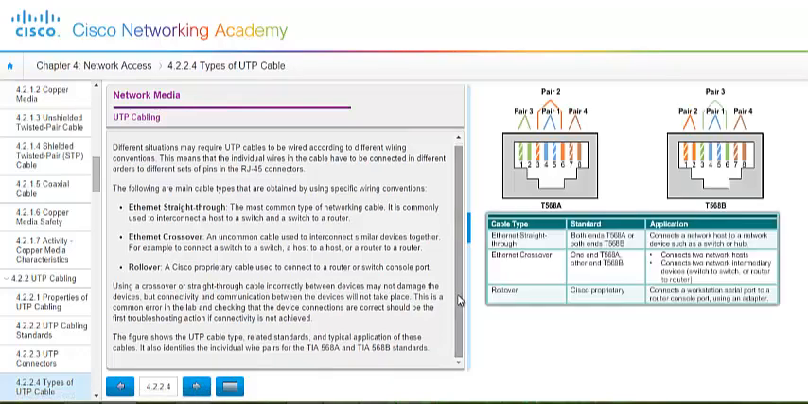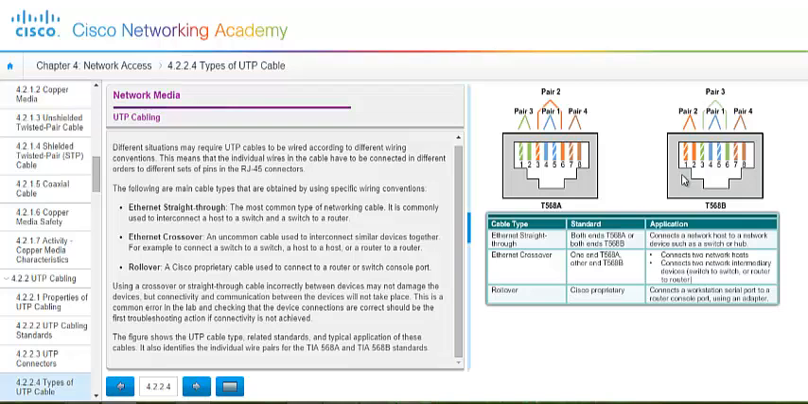Different situations may require that the UTP cables be wired according to different wiring standards. You have the T568A and the T568B. The 568A is green-white, green, orange-white, blue, blue-white, orange, brown-white, brown. If you're using the 568B, you have orange-white, orange, green-white, blue, blue-white, green, brown-white, brown. So there is a little bit of difference.